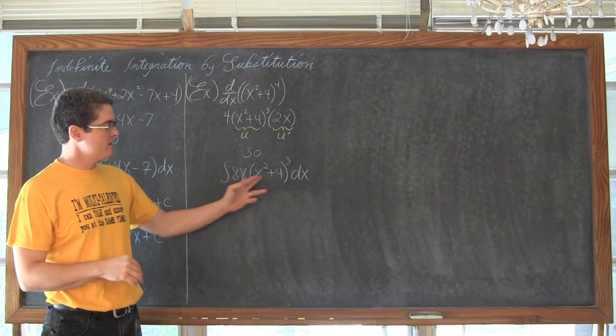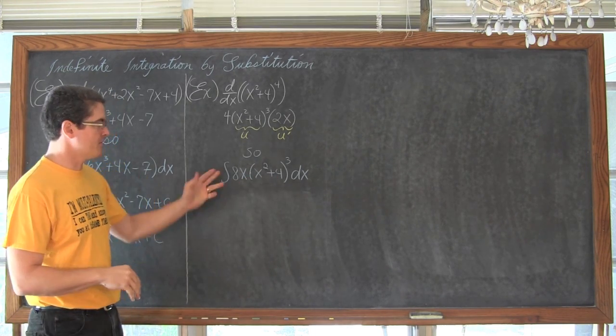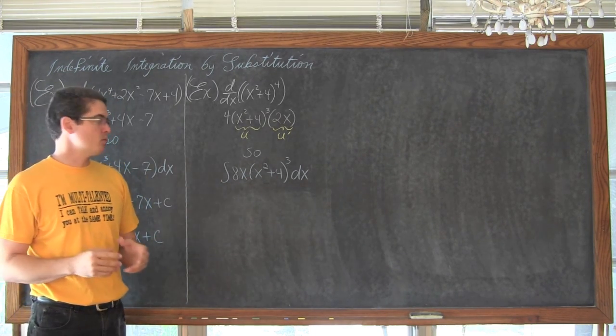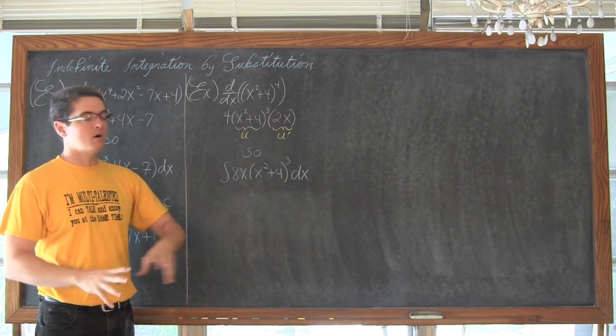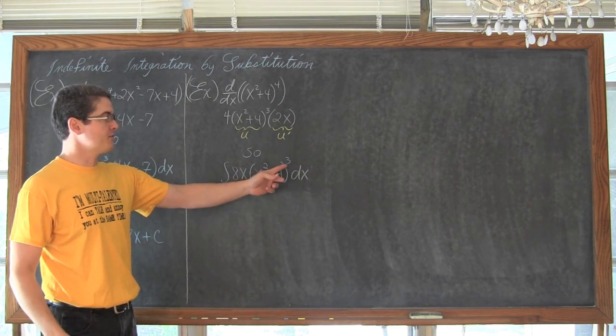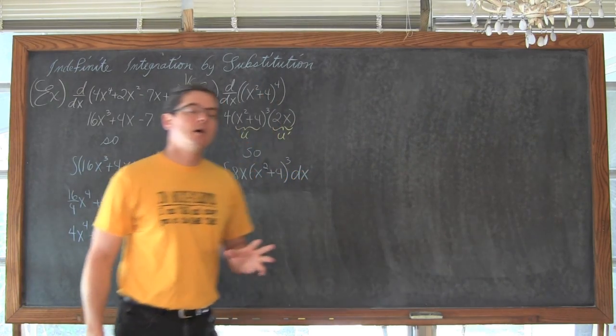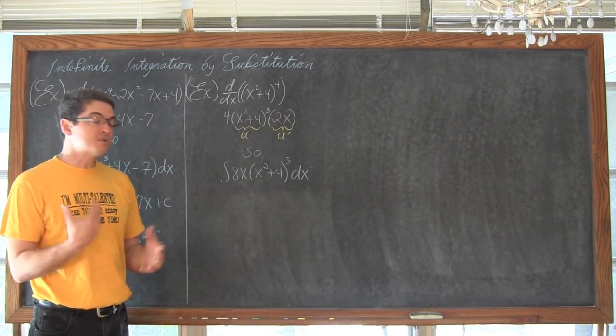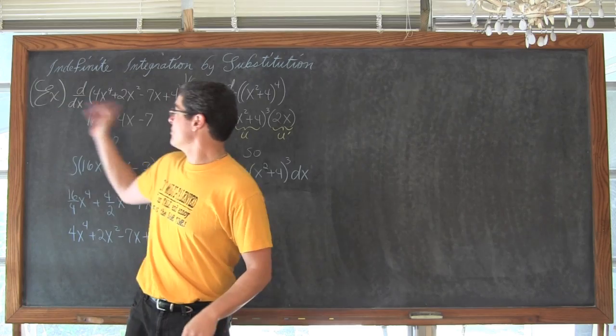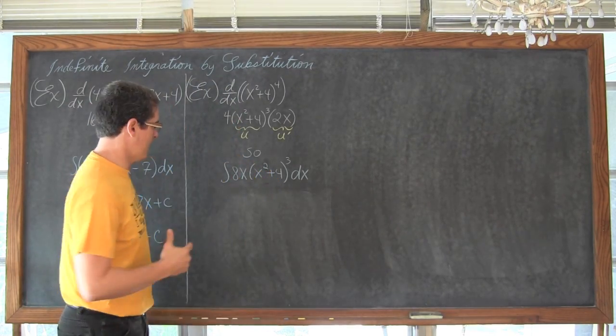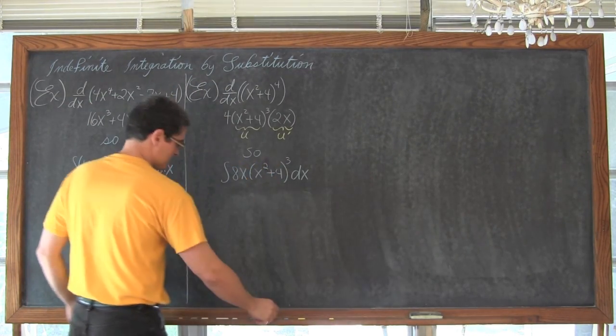And the only way that we could find the indefinite integral of this with our current skills would be to do x squared plus 4 multiplied by itself 3 times, basically expand all of this out and get a very, very long polynomial, which then we could integrate one term at a time. But that's a lot of work, and we don't need to do that. So I'm going to rewrite this and just fiddle with it.